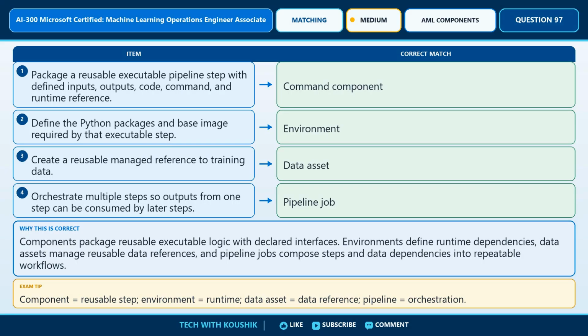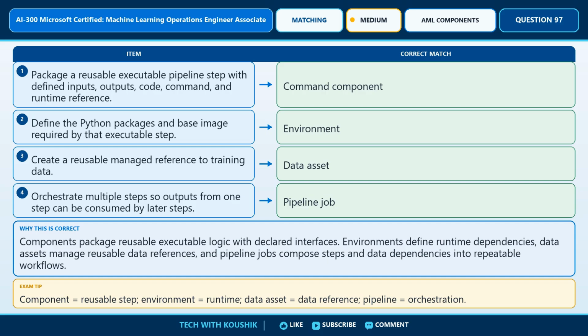The correct pairings are. The correct match for package a reusable executable pipeline step with defined inputs, outputs, code, command, and runtime reference is command component. The correct match for define the Python packages and base image required by that executable step is environment. The correct match for create a reusable managed reference to training data is data asset. The correct match for orchestrate multiple steps so outputs from one step can be consumed by later steps is pipeline job. The key reason is components package reusable executable logic with declared interfaces.